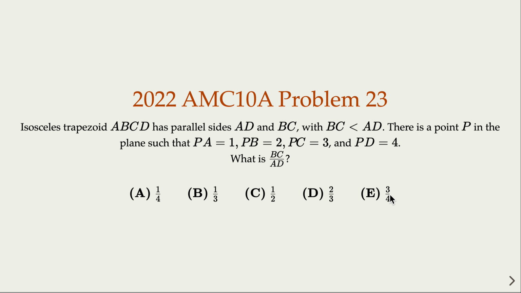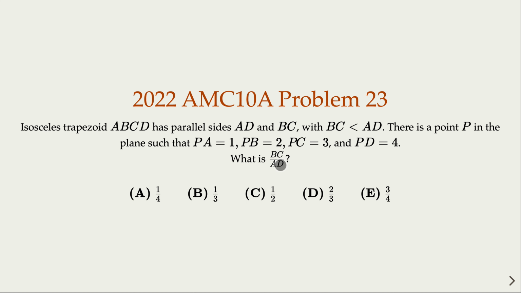This is the most difficult geometry problem from this year's AMC10 exam. It is problem 23. Now here we have isosceles trapezoid ABCD. The sides AD and BC are parallel, and BC is smaller. There's a point P inside such that PA equals 1, PB equals 2, PC equals 3, PD equals 4. So what is the ratio of BC and AD?